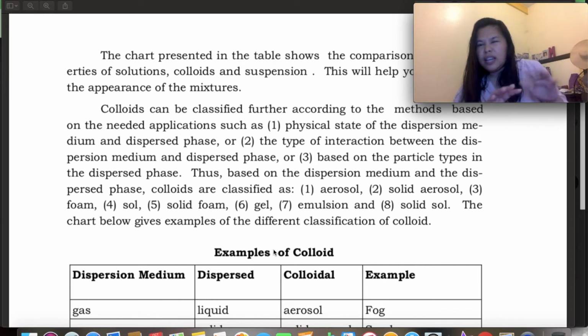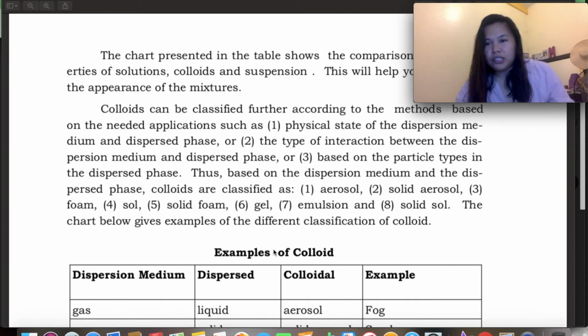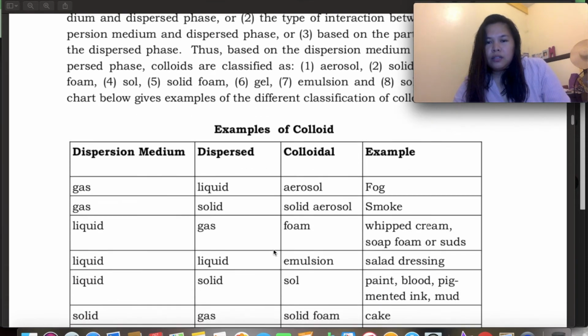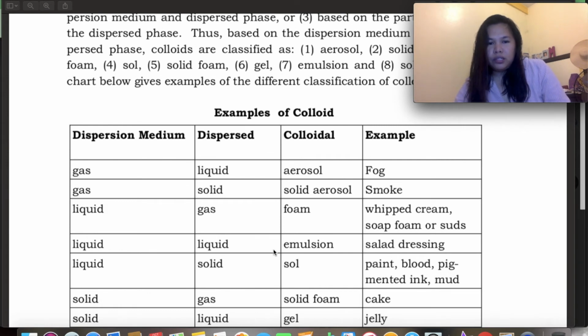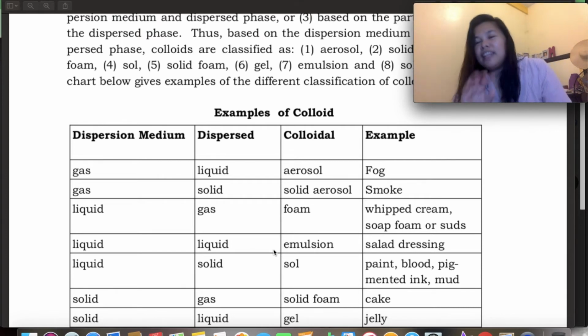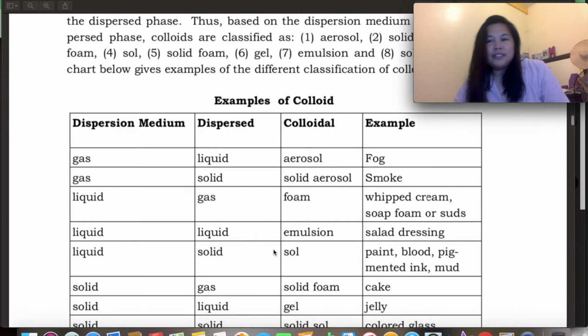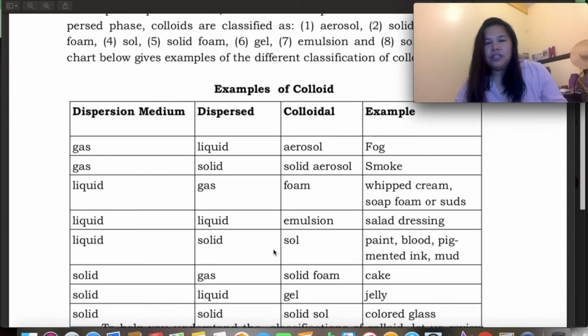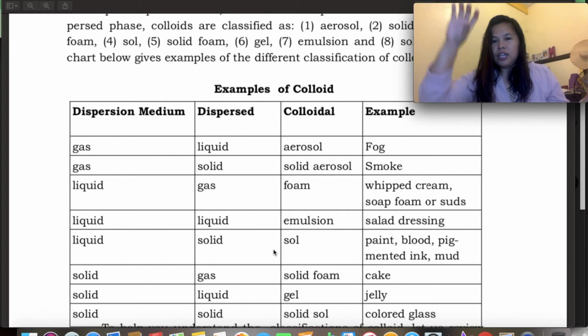So there are a lot of examples of colloids. Okay, let's start with the examples of colloids. Dispersion medium, dispersed, colloidal, and then example. Here, the gas. The first dispersion medium is gas. Then the dispersed is liquid. Then the aerosol becomes fog. Its example is fog. It's like a liquid that is also like a gas.